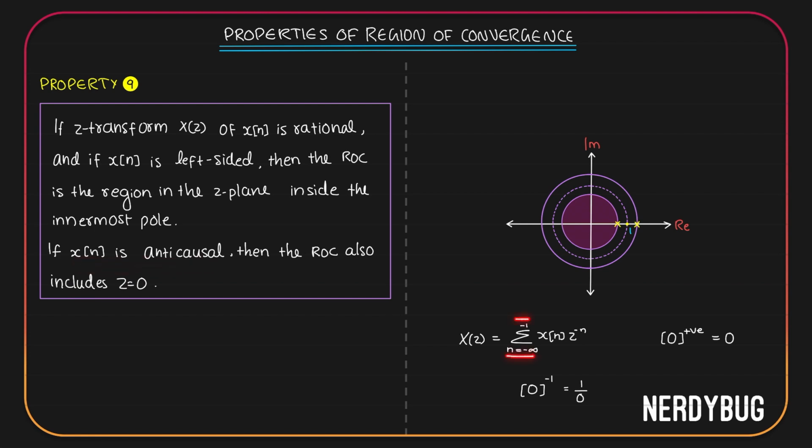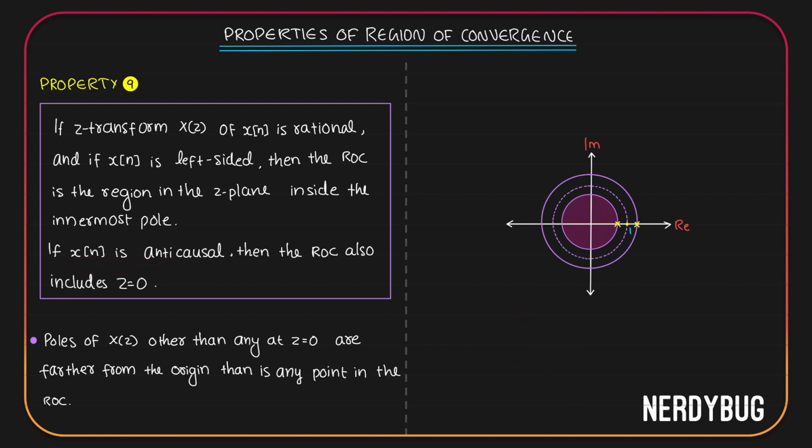and therefore when n only takes negative values. We can also say that poles of x of z other than any at z equal to 0 are farther from the origin than any other point in the ROC. Obviously, ROC is inside the circle, so any point inside the circle is going to be closer to the origin than any pole because poles are outside the circle. Other than when x of n is not anticausal and z equal to 0 becomes a pole.